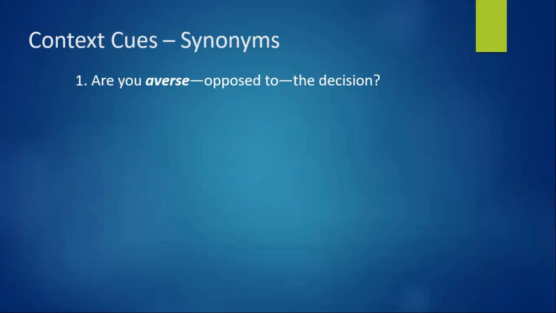So now deciphering the meaning of averse may be difficult. You might not be familiar with this word, but this M dash and the phrase opposed to show that opposed to is relevant to the unknown word. So which means that, are you not convinced of the decision, or are you opposed to the decision? So it has somewhat similar meaning.